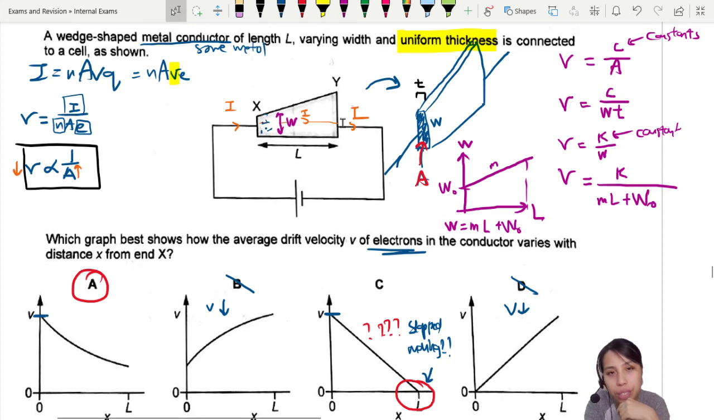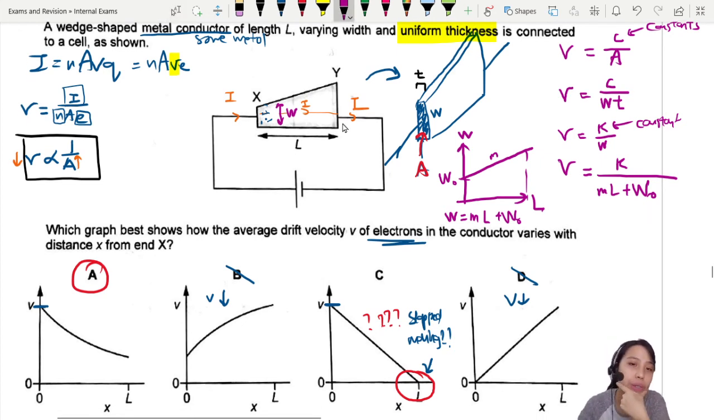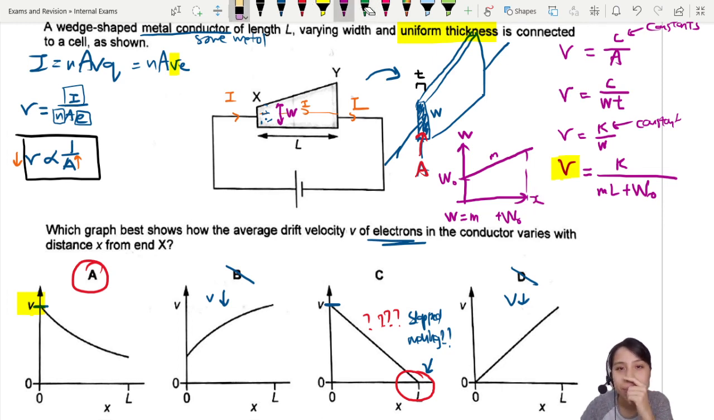How do you use that to determine the graph? You need to know the properties of graphs. What's our vertical axis? V. What's our horizontal axis? X. Oh, not L, X. Sorry. Change this to X axis. Our horizontal axis is X, so MX is there. Let's put the X here. X-axis is just X.